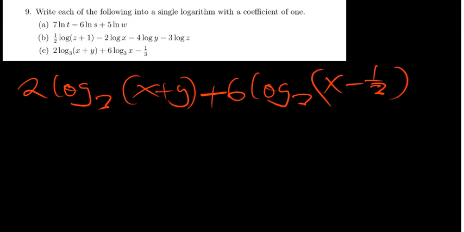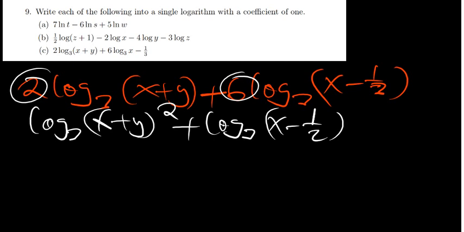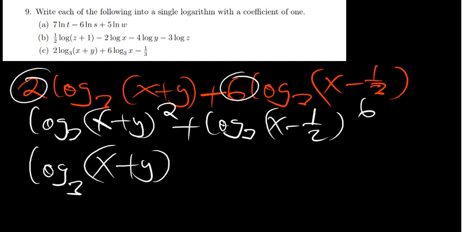So there we go. Let's see. You have to shift what is in front here to be the power. So I'm going to have log base 3 of x plus y to the power 2 plus log base 3 of x minus 1 over 2. This has to be the power 6. Let's now see. It is plus, so we have to do times, since there is plus. Log base 3 of x plus y to the power 2 times x minus 1 over 2 to the power 6. In this case, this is my answer.